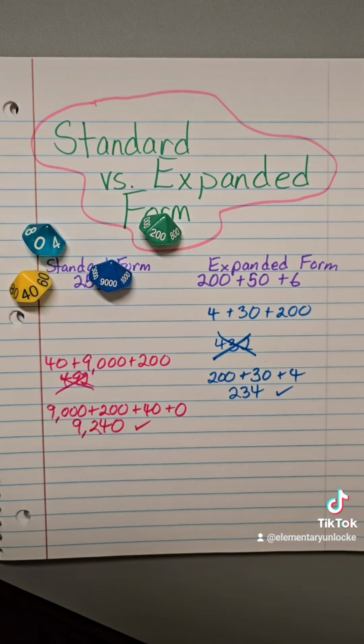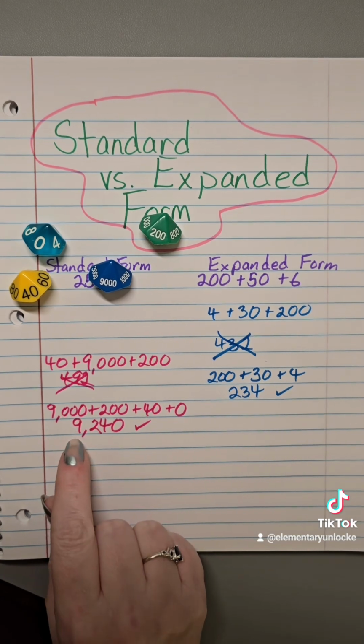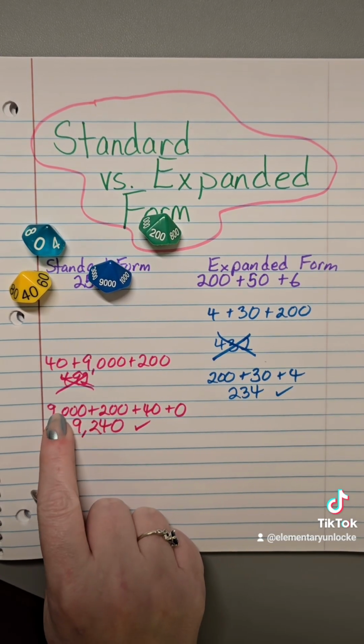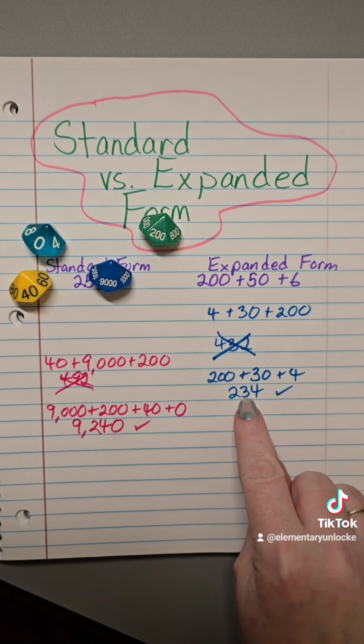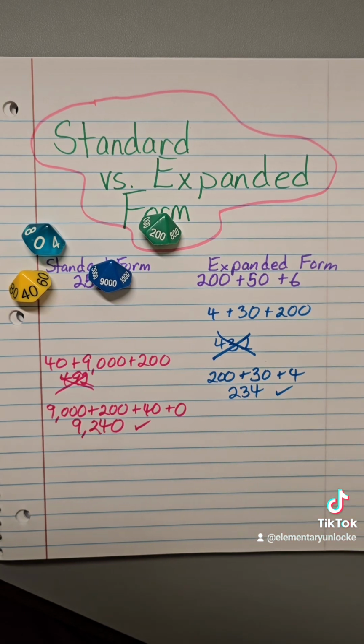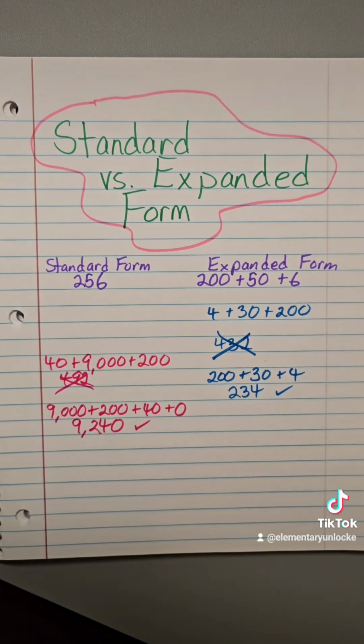So make sure that your child understands that the place it is in is its place value spot. So that 9 is not a 9, it's a 9,000. This 3 is not a 3, it's a 30. And understanding what those numbers actually are so that they can create standard forms from expanded situations.